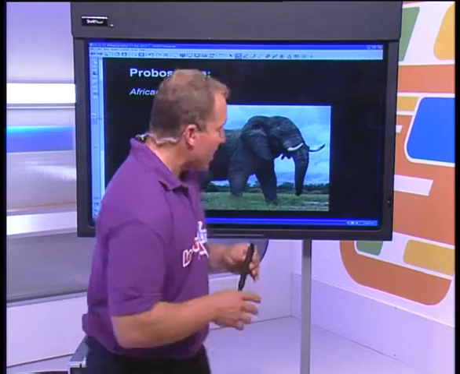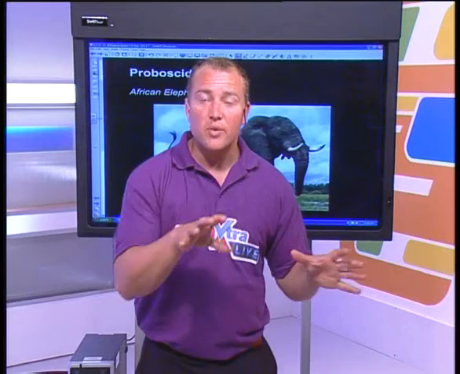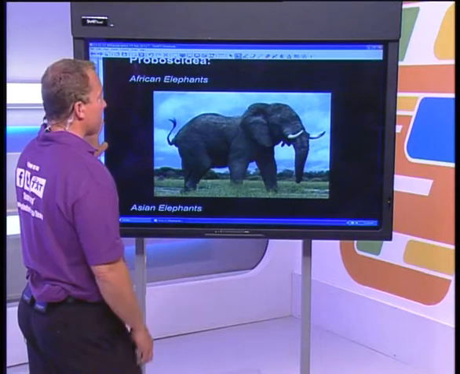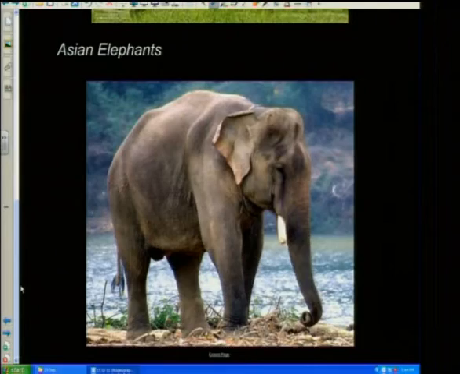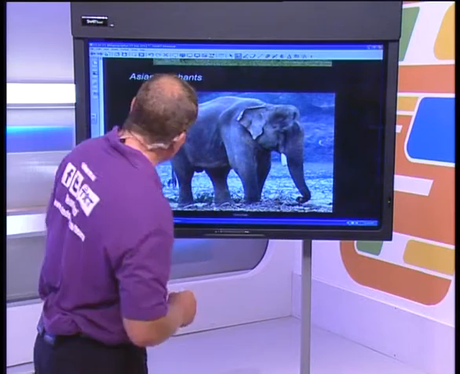I'm using the elephant to explain how things moved and how they changed all over the world to adapt to their environment, right? So let's have a look at the first one. We have the African elephant, and the second one, we have the Asian elephant. Now, there's only two, and I told you I know of three, but we will get to the third one just now.